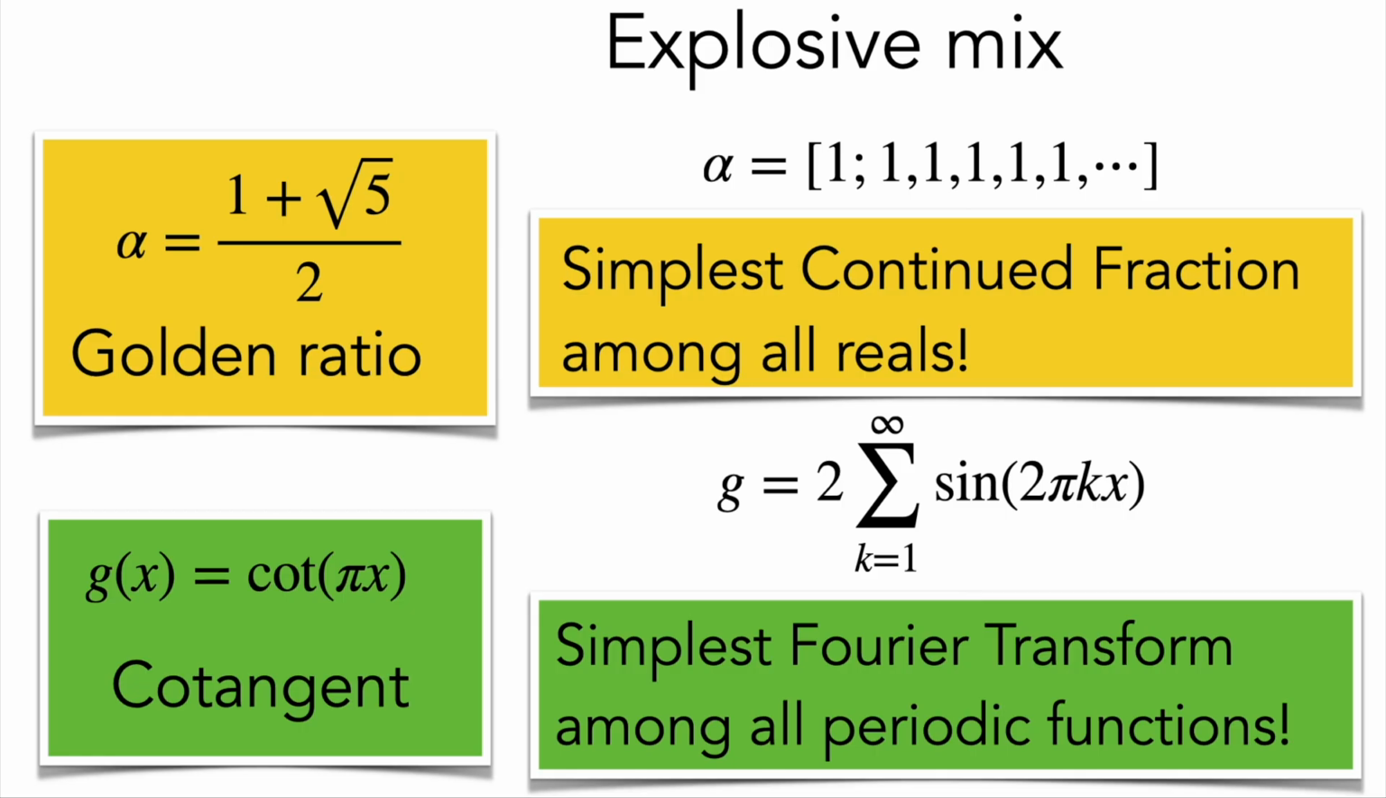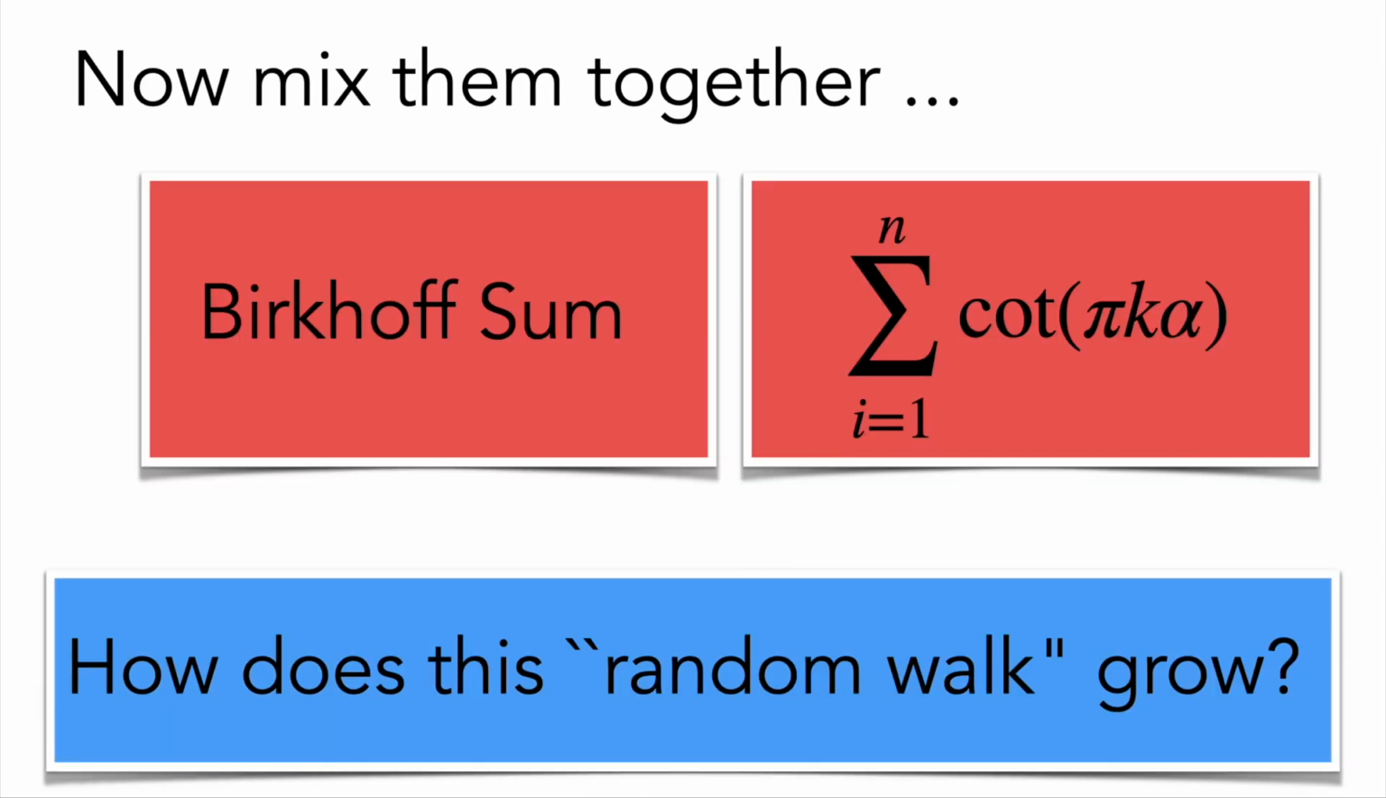Especially explosive is if you mix two potent mathematical objects together, the golden ratio, which is the simplest real number, and the cotangent function, which is the simplest periodic function. The reason why they are simple is that the continued fraction expansion cannot be simpler than for the golden mean. The cotangent function has the simplest Fourier transform among all periodic functions.